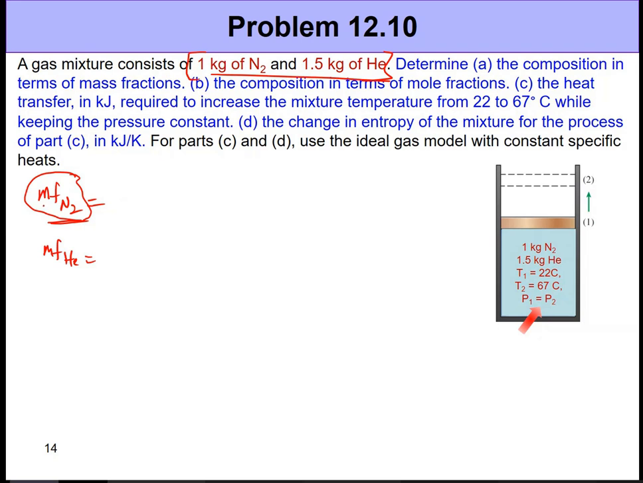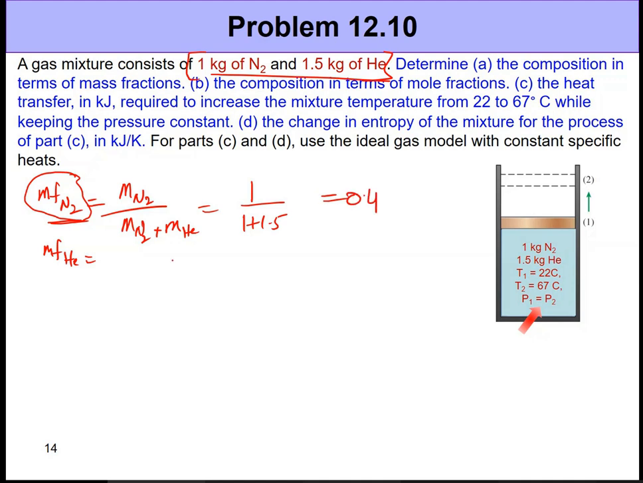Is it 1 over 2.5? Yes, excellent, Basam. That's all we need. Mass fraction is simply the mass of nitrogen divided by the mass of the mixture, so this is the nitrogen plus helium mixture. The mass of nitrogen is 1, and the mixture is 1 plus 1.5, so 1 by 2.5, as Basam mentioned.